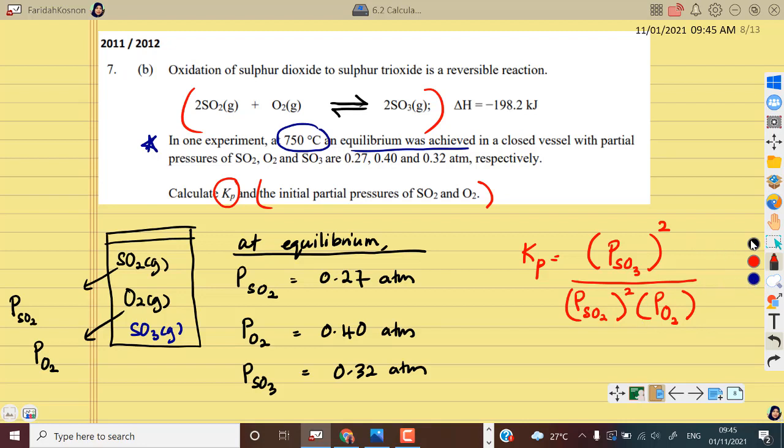Jadi, untuk mengira nilai Kp, kita kena gunakan partial pressure at equilibrium. So, first of all, kita dah boleh dapat Kp. So, saya harap you selesaikan Kp.